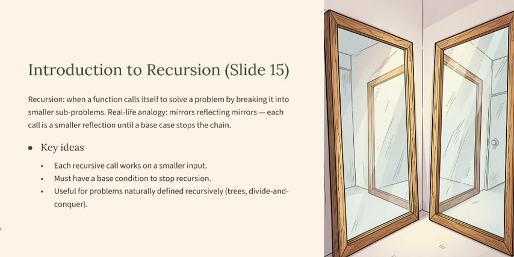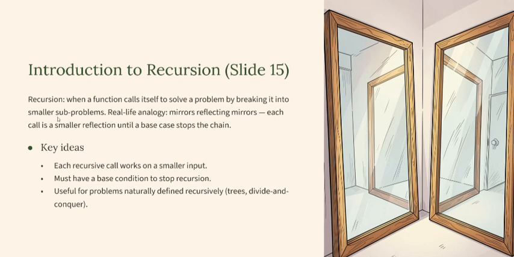So recursion is when a function calls itself to solve a problem by breaking it into smaller parts. A real life analogy: mirrors reflecting mirrors. Each call is a smaller reflection until a base case stops the chain. Think about two mirrors facing each other. You see a reflection inside a reflection, then another reflection, and so on. Each reflection is similar to the previous one but smaller. Recursion works in a similar way. A function calls itself with a smaller input until it reaches a stopping condition.